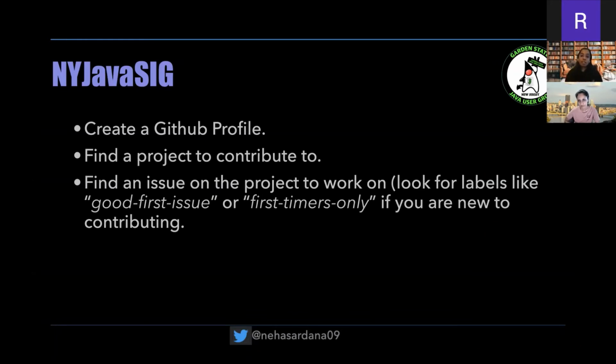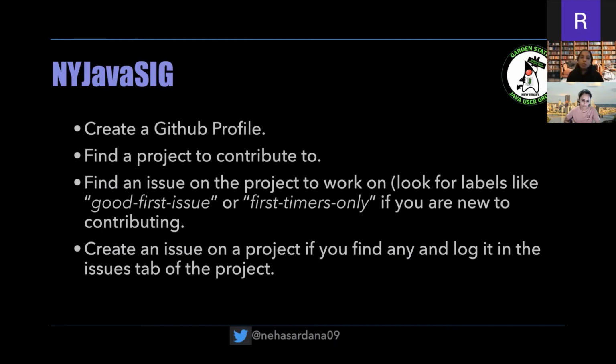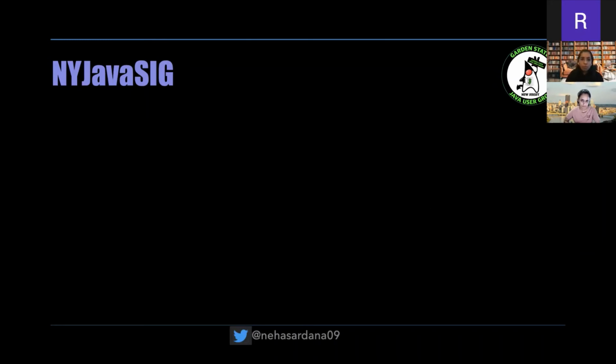I find this very interesting because the maintainers of the project create these labels and they want contributions from the community. If you find such labels in the projects, you should just go ahead and contribute, because it's such a good way that they want you to help, and you also get something out of it. So it's a two-way street here. I think that's one of the ways to look. Then you can create an issue on the project if you want, or log it in the issues tab of the project. That's another way.